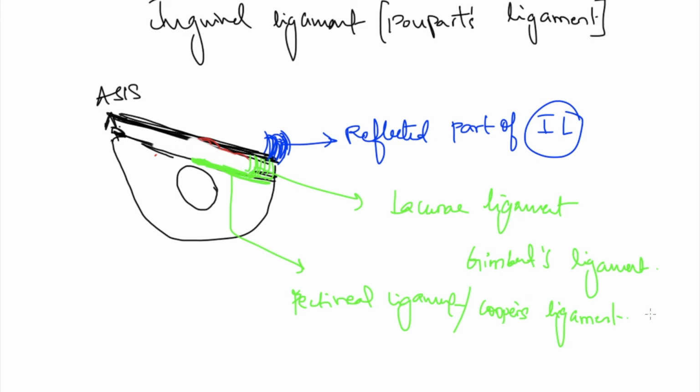So we have studied the different parts of the inguinal ligament. First is the condensation itself. Then we have seen the reflected part of the inguinal ligament. Then the lacunar ligament. Then the pectineal ligament, also known as Cooper's ligament. These are the points which are of anatomical importance. So that's about the inguinal ligament.